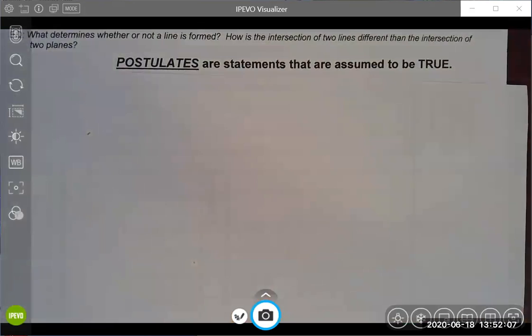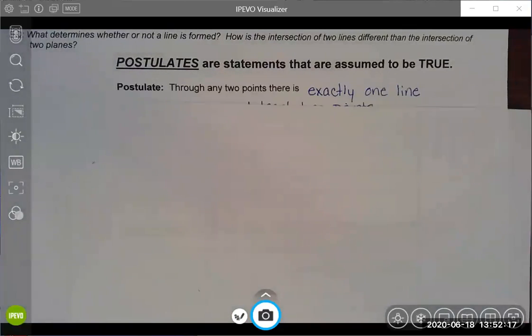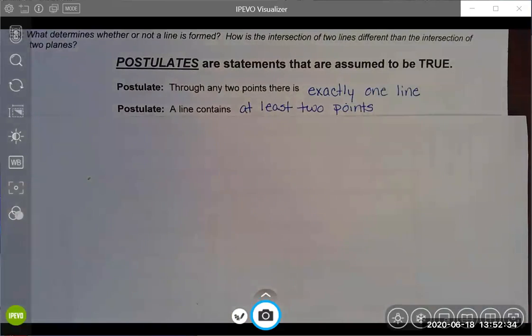Let's start with postulates. Postulates are things that we assume to be true. We assume that gravity exists. If I drop my pen, it will fall to the ground. Think of that as a postulate. There are a few postulates in geometry that are very important. We don't have particular names for them, but you really want to know these. We've already talked about this one. Through any 2 points, there's exactly one line. It's a fundamental belief we have. Another postulate is that a line contains at least 2 points. Since it takes 2 points to create a line, you have to have at least 2 points.